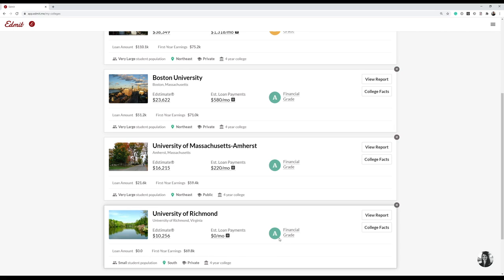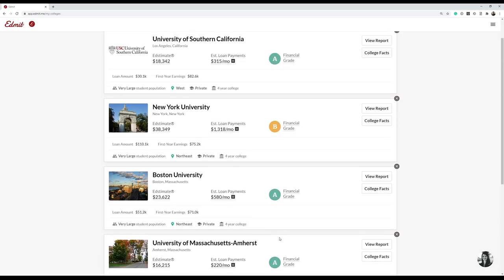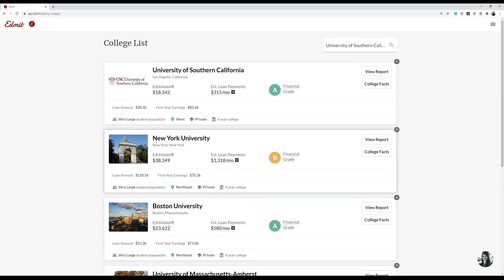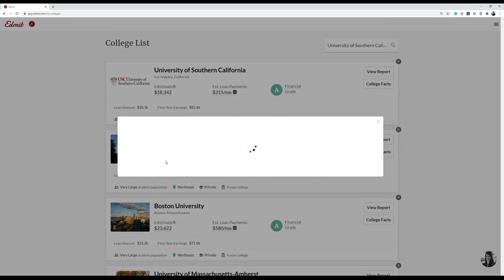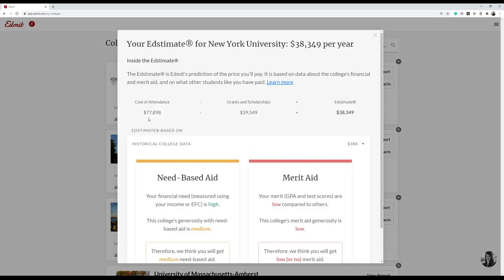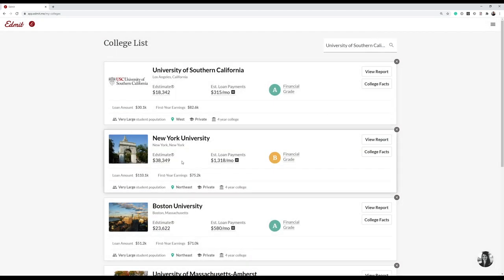Looking at a different example, New York University, we can see the cost of attendance is about $78,000. And even with around $40,000 in grants and scholarships, the estimate, the amount we expect it to cost each year, is still over $38,000. This leads to a total loan amount for 4 years of college being over $100,000 in total, or $1,300 a month in student loan payments. This receives a financial grade of a B.